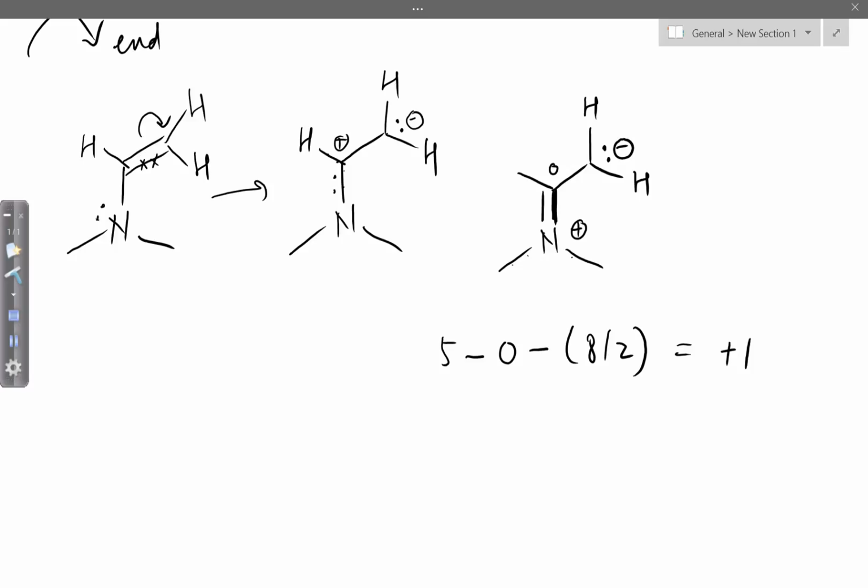This is about resonance structures. Suggest which resonance structure of diazomethane, A or B, is likely to be involved in the first step of the mechanism.